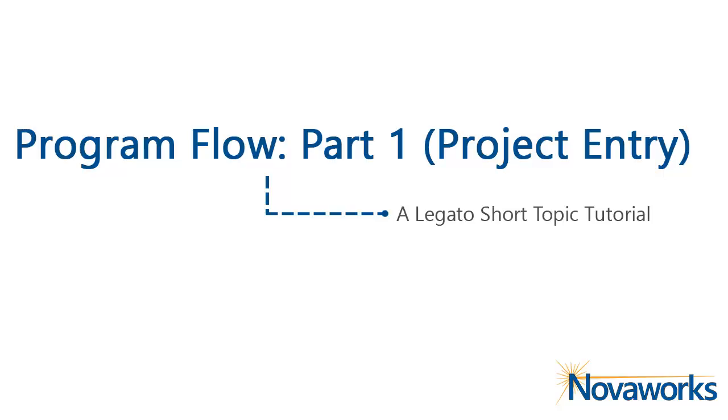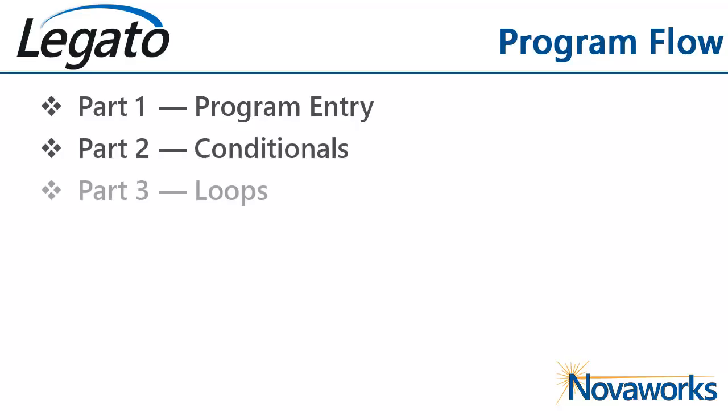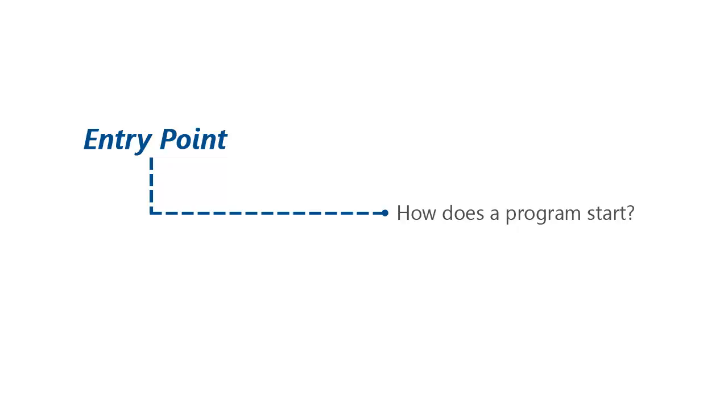This is the first of 4 videos on program flow control. The 4 videos are program entry, conditionals, loops, and exiting. One of the first questions I have as a developer is, how does a program start? What's its entry point? Where does it begin to execute lines of code? In this video, we'll discuss that.